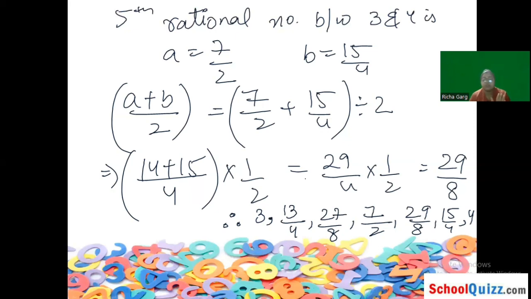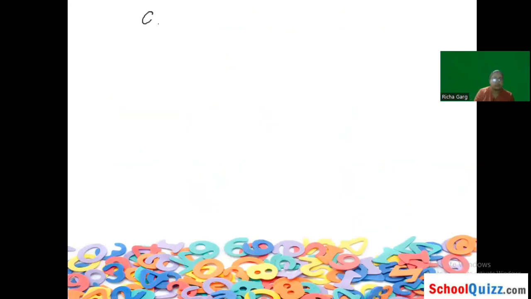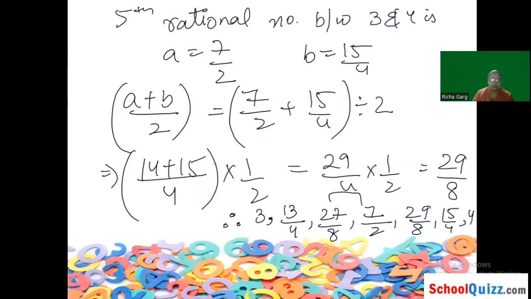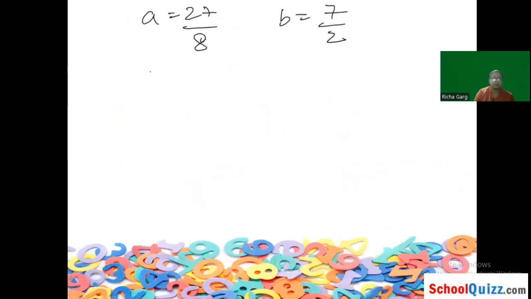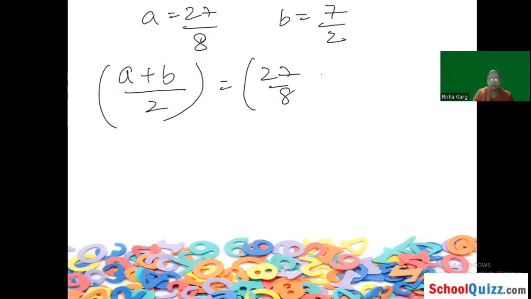Okay, we have to choose one pair. Let's check 27 by 8 and 7 by 2. Again, easy calculation, no other reason. So A is 27 by 8 and B is 7 by 2. A plus B upon 2. So 27 by 8 plus 7 by 2 divided by 2.